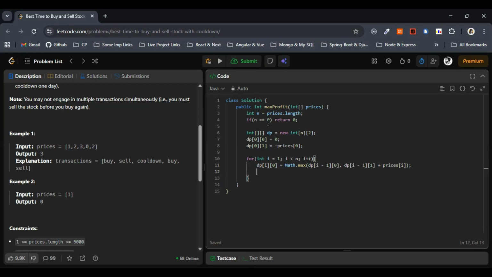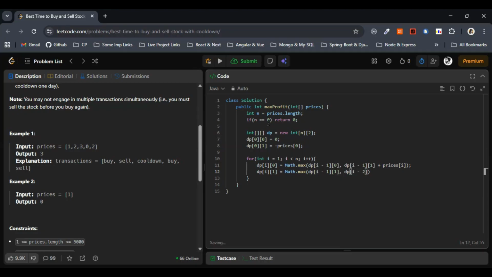Next, this is the max of resting or selling today. Next, let's go with the max of holding from yesterday or buying today after the cooldown. Again, dp of i, 1. We have already discussed this in the approach. As I've said, this will be Math dot max of dp of i minus 1, 1. This remains same. And next, dp of i minus 2 actually.